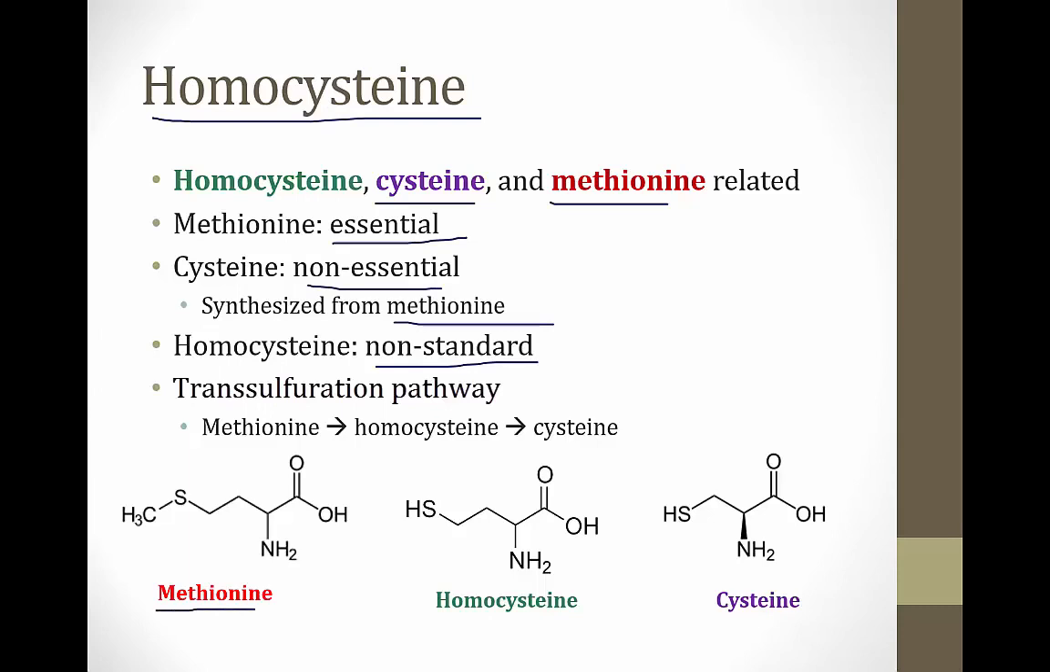This is the structure of methionine on the left side of the screen here. If you remove this methyl group, you will have the structure of homocysteine. And then if you take this sulfur group in homocysteine and move it one carbon closer to the carboxylic acid, you will have the structure of cysteine. And there is a metabolic pathway called the transsulfuration pathway by which methionine is converted to homocysteine and homocysteine into cysteine, and that's what we'll talk about in the next few slides of this module.